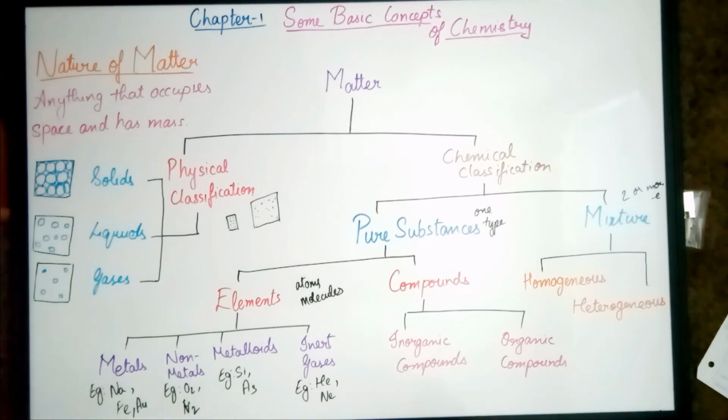So the properties of metals would be shining. They are shiny. They have good conductivity. They're good conductors of heat and electricity. They are malleable and ductile.